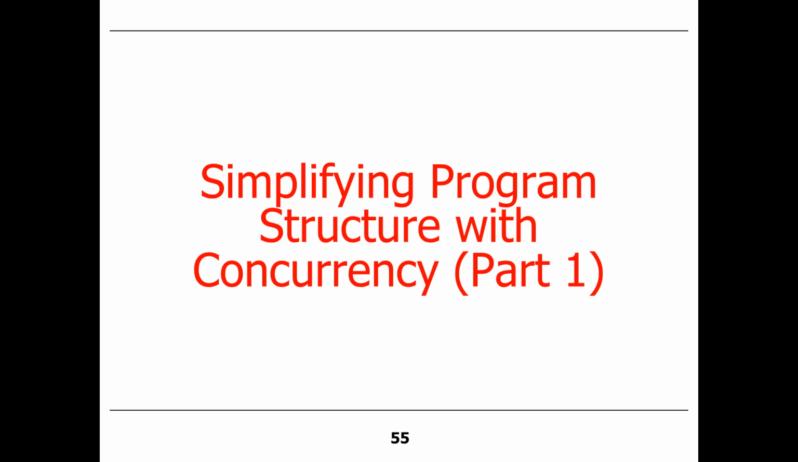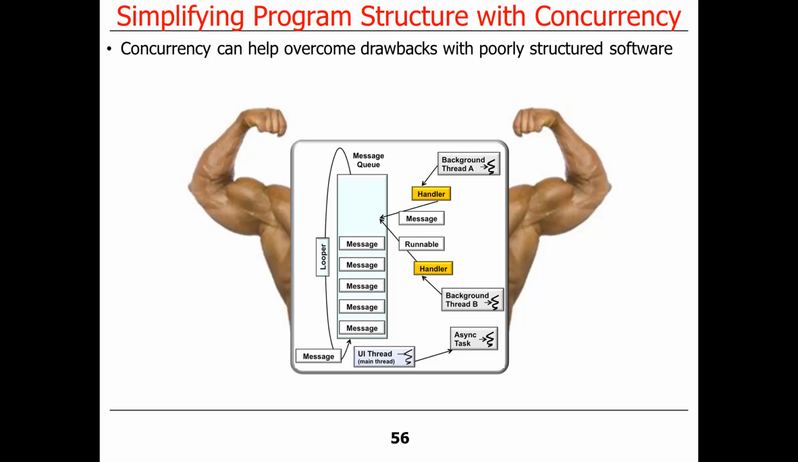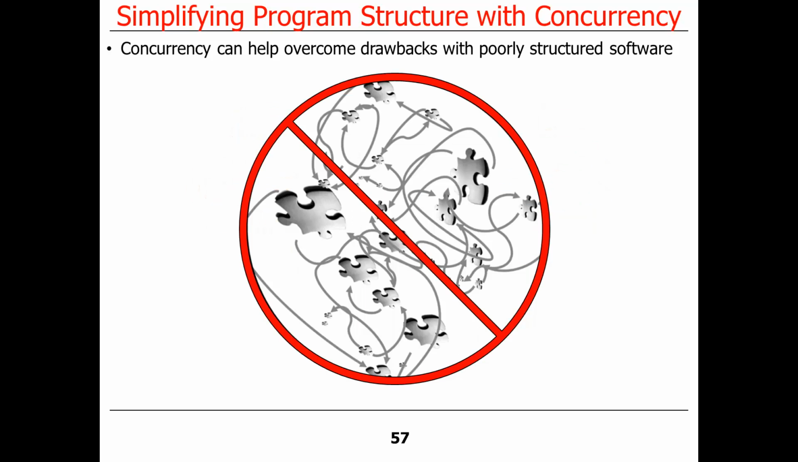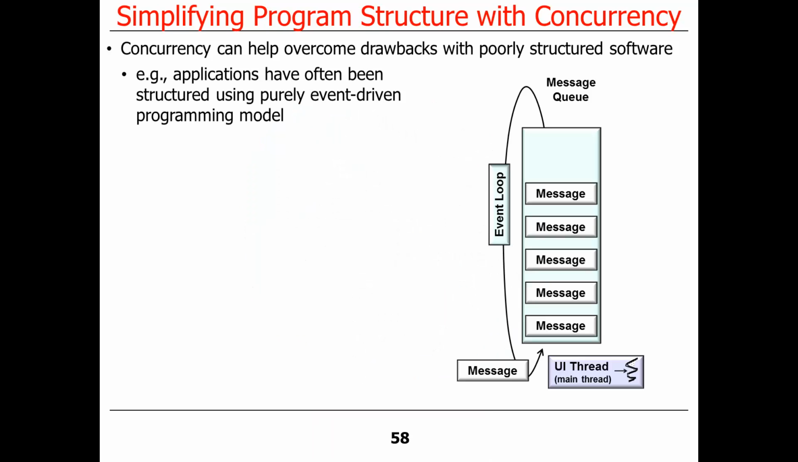All right, the third and final topic we're going to discuss here, hopefully we'll get through this, is simplifying program structure with concurrency. And this is a little bit surprising. Even though concurrency can be harder to program, it can also help to overcome certain drawbacks with poorly structured software that looks like spaghetti code. So this is the icon that I use throughout the slides for spaghetti code, and we don't want spaghetti code.